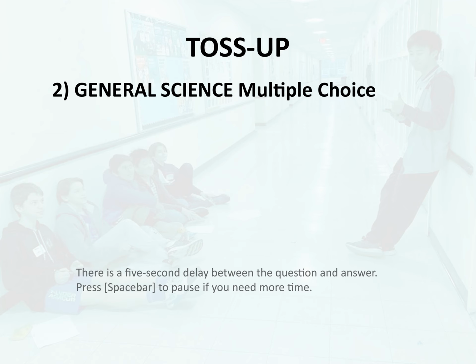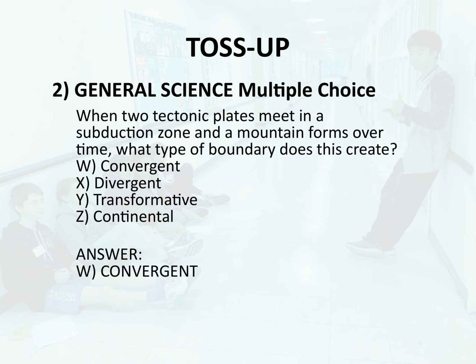Toss-up 2. General science. Multiple choice. When two tectonic plates meet in a subduction zone and a mountain forms over time, what type of boundary does this create? W. Convergent. X. Divergent. Y. Transformative. Z. Continental. Answer. W. Convergent.